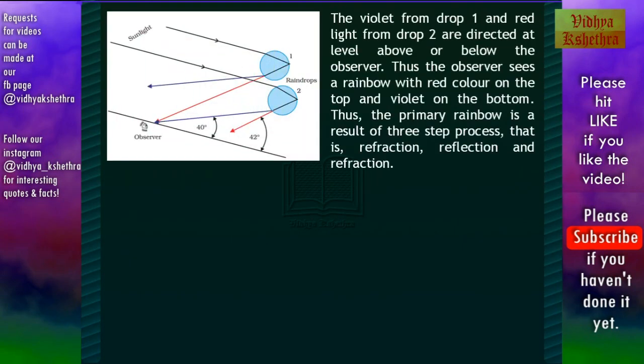Now, in the case of the formation of a primary rainbow, the figure is as shown. That is, the violet light from drop 1 and red light from drop 2 are directed at a level above or below the observer. Thus, the observer sees a rainbow with red color on the top and violet on the bottom. Thus, the primary rainbow is a result of a three-step process, that is refraction, reflection and refraction.